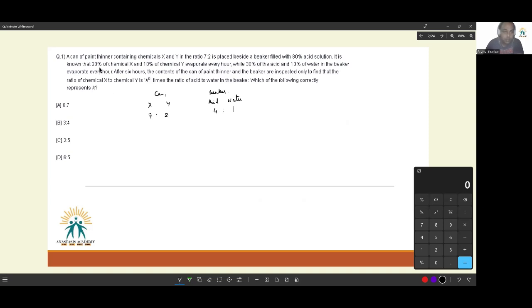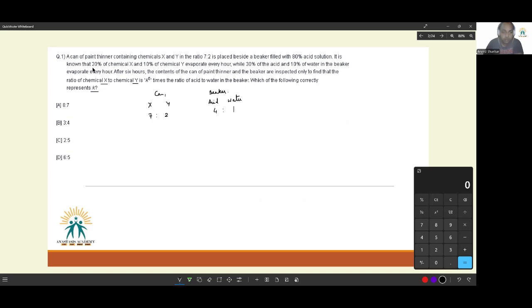It is known that 20% of chemical X and 10% of chemical Y evaporate every hour, while 30% of the acid and 10% of water in the beaker evaporate every hour. After 6 hours, the contents of the can of paint thinner and the beaker are inspected only to find that the ratio of chemical X to chemical Y is K raised to the power 5 times the ratio of acid to water in the beaker. Which of the following correctly represents K?